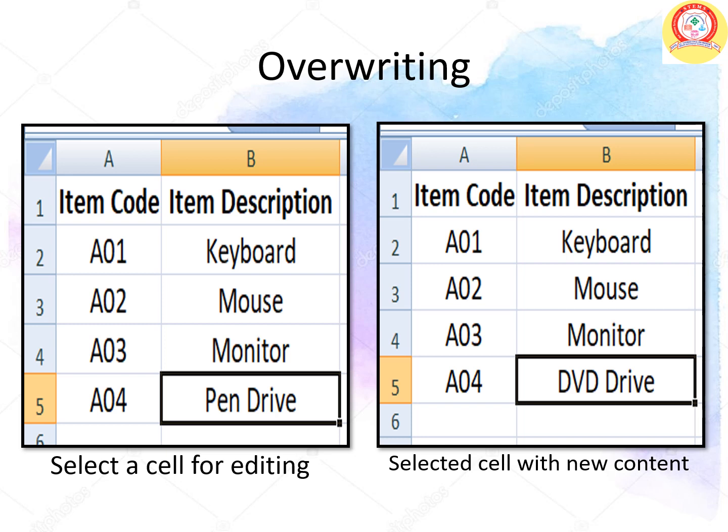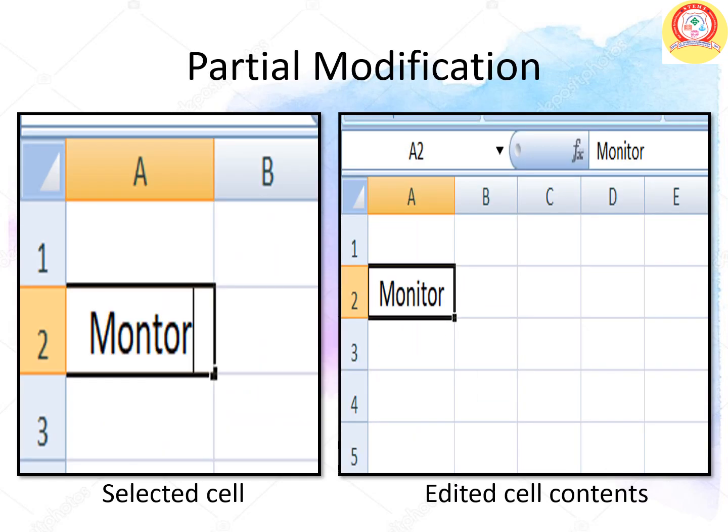Overwriting. To edit a cell by overwriting, just select it. You can see select a cell for editing, first image, and type the new content. Press enter or click the enter button on the formula bar. When you do this, you can see the selected cell with new content. So you can see this image, second image, you will have an idea about that. The new entry replaces the existing content of the cell you selected. Okay children? Now children, let's study about partial modification.